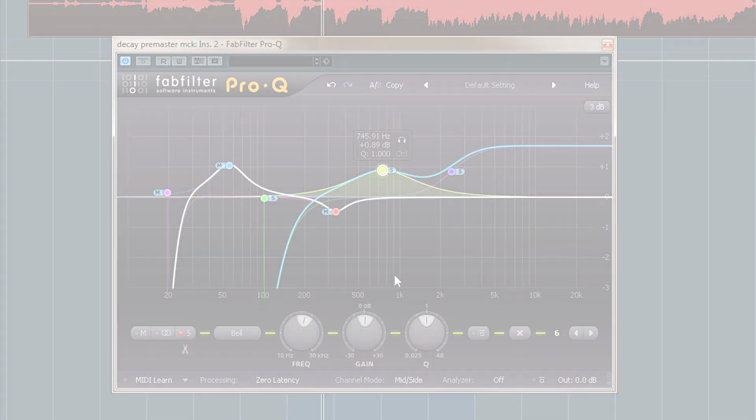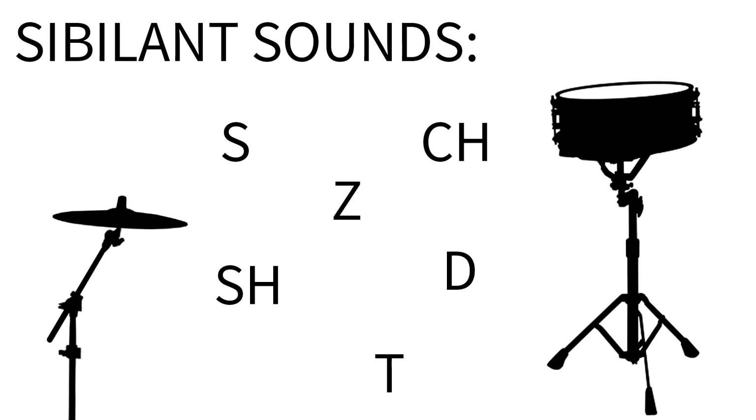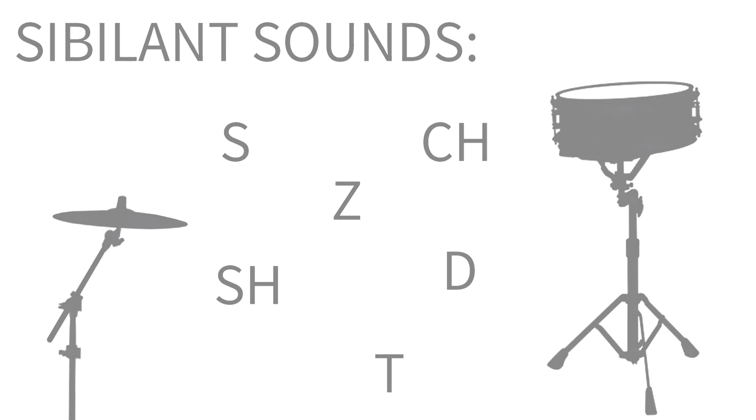On the topic of problem frequencies, one common issue you'll want to watch out for is sibilance. That's when a harsh, piercing sound, often occurring on S's in a vocal, sometimes the T's and D's, or even on instruments like cymbals or snares, pops out of a mix disproportionately and becomes tiring on the ear.